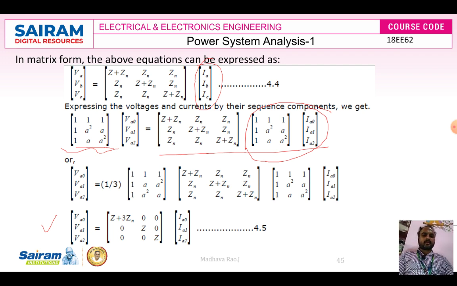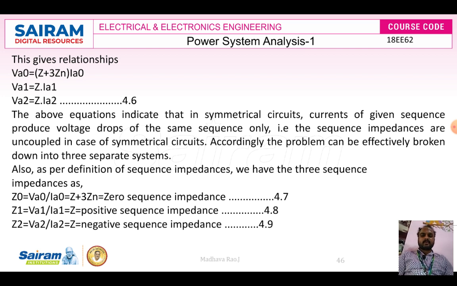So from this equation 4.5, VA0 is equal to Z plus 3Zn into IA0, VA1 is equal to Z into IA1, and VA2 is equal to Z into IA2. The above equations indicate that in a symmetrical circuit, currents of a given sequence produce voltage drops of the same sequence only. That is, the sequence impedances are uncoupled in a symmetrical circuit. Accordingly, the problem can be effectively broken down into three separate sequences.